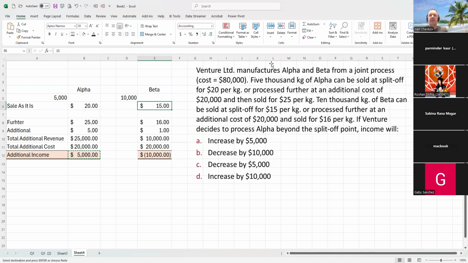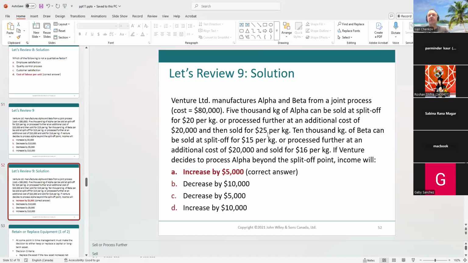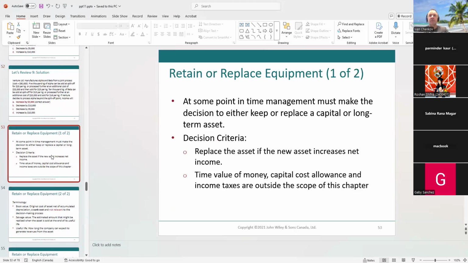All right, let's go back to our slides and see the solution. If we go with alpha, it's going to increase by $5,000. That will be the correct answer. Good job. Let's go now with replacing the equipment.